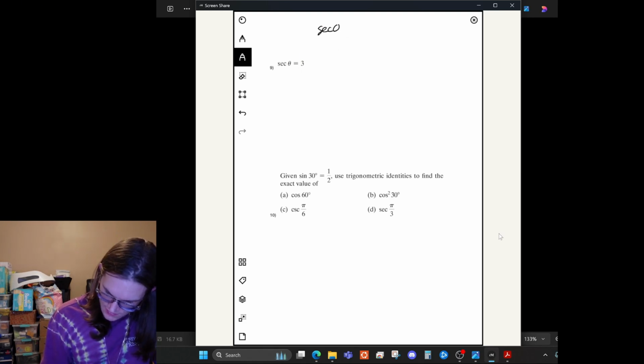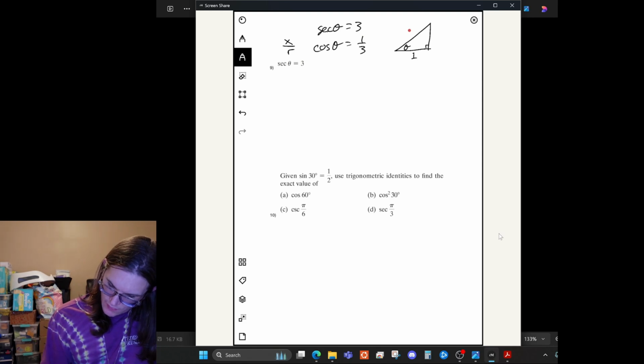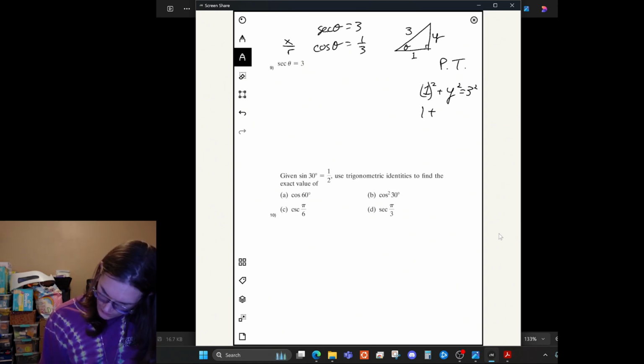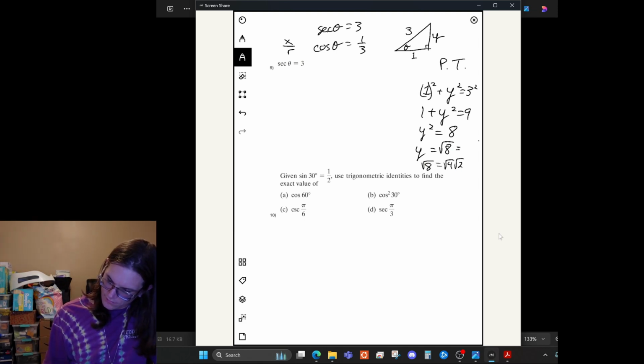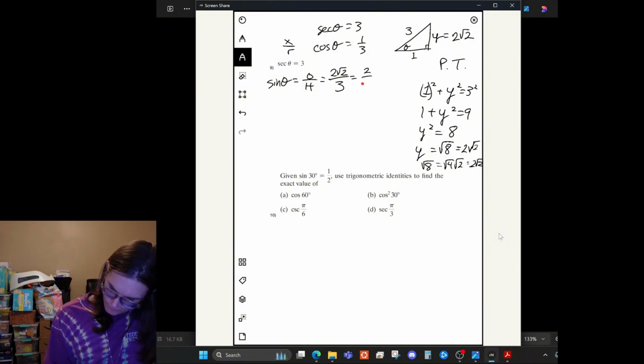So secant of theta is 3. That means cosine theta is 1 over 3. And in the triangle, this cosine is x over r. So 1 over 3. And the Pythagorean Theorem tells us 1 squared plus y squared equals 3 squared. So 1 plus y squared equals 9, y squared equals 8, y equals square root of 8, which equals 2 root 2, meaning sine, opposite over hypotenuse, is 2 root 2 over 3. You could write that. Yeah, I'd say leave it like that.